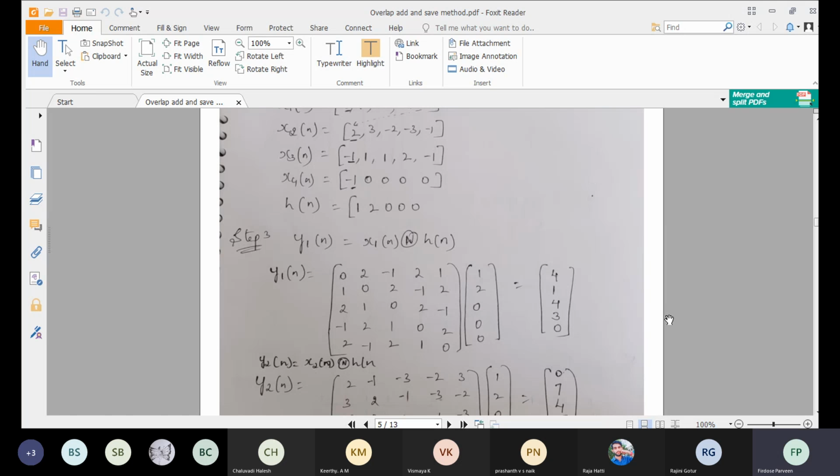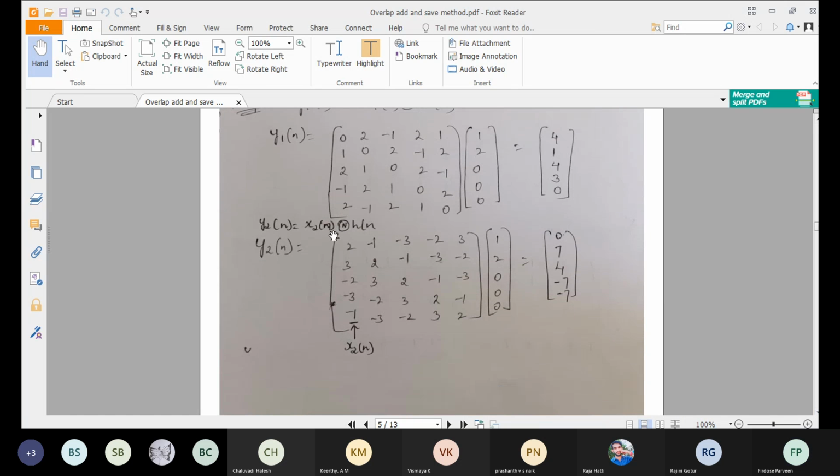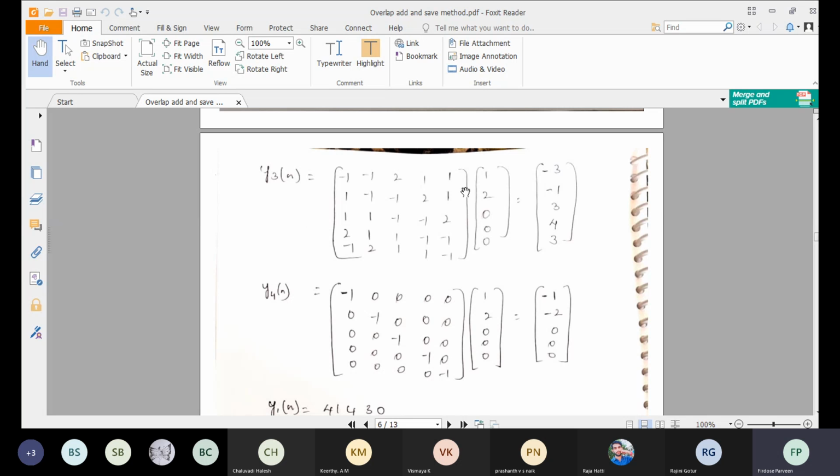Finished? You have done? So let us see the answers. So y2 of n, this is x2 of n, the first one. Again you have to circular shift it, again from here circular shift, again from here circular shift. Later you have to multiply with h of n. So you will get y2 of n. In the same way, you will do y3 of n and y4 of n. Got? Got everyone?